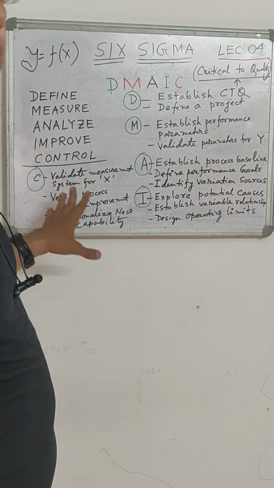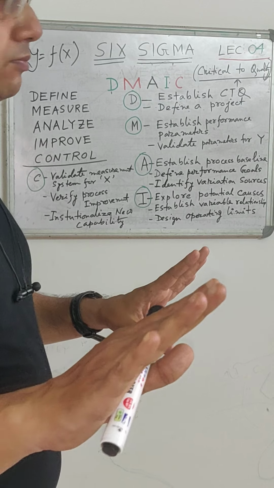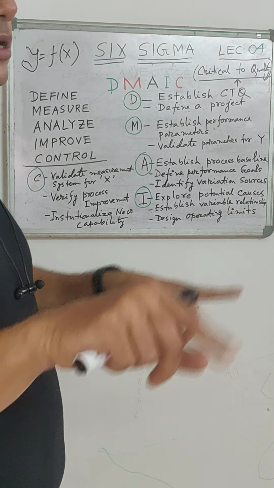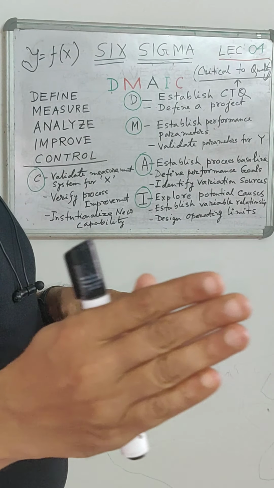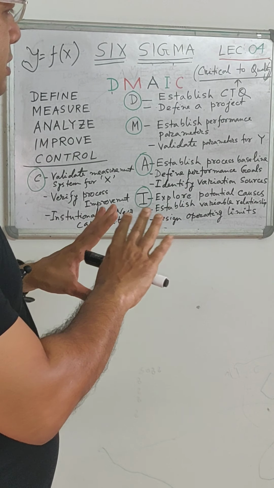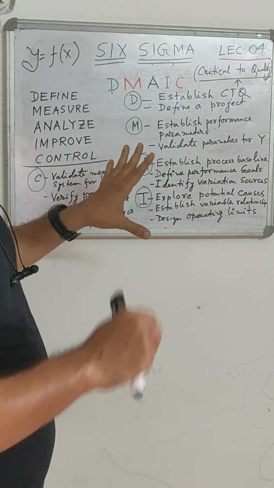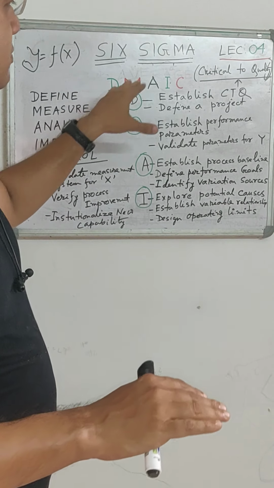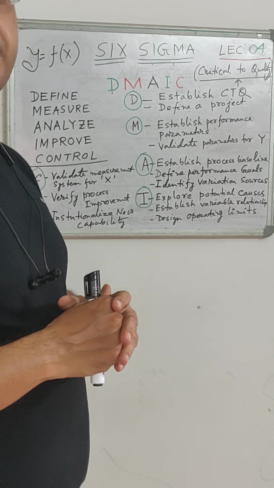Then finally Control. How to validate, how to prepare an SOP, a standard operating procedure, standard maintenance procedure, standard guideline for my equipment or service. Within this boundary, I need to operate to get a Six Sigma level of output. So this in a nutshell is DMAIC. This is the heart of Six Sigma. In subsequent lectures, we will discuss the individual steps. Hope this is clear, friends.